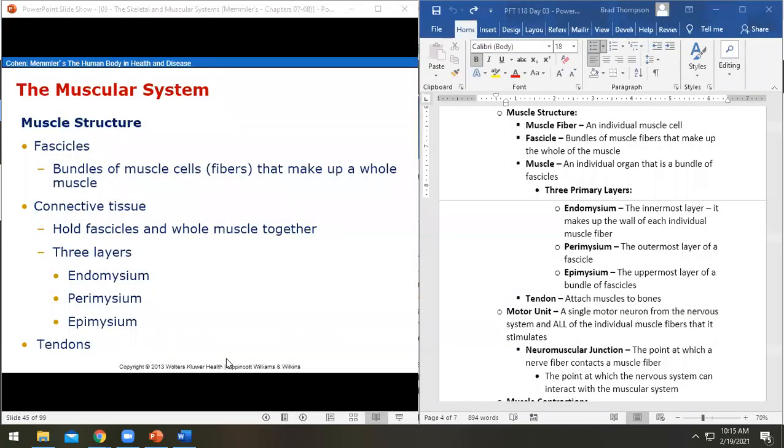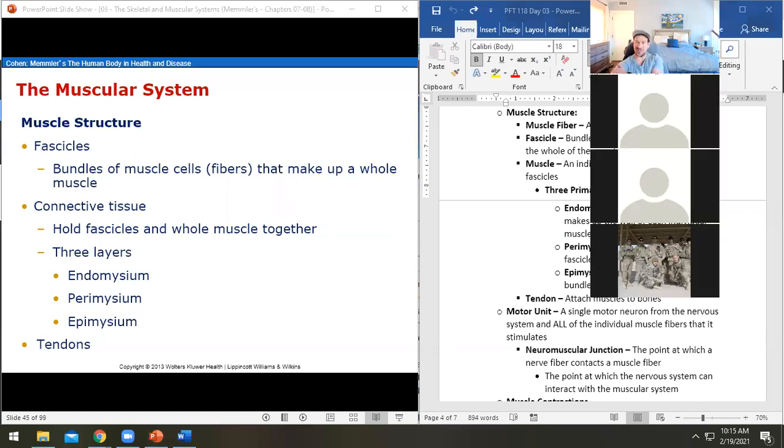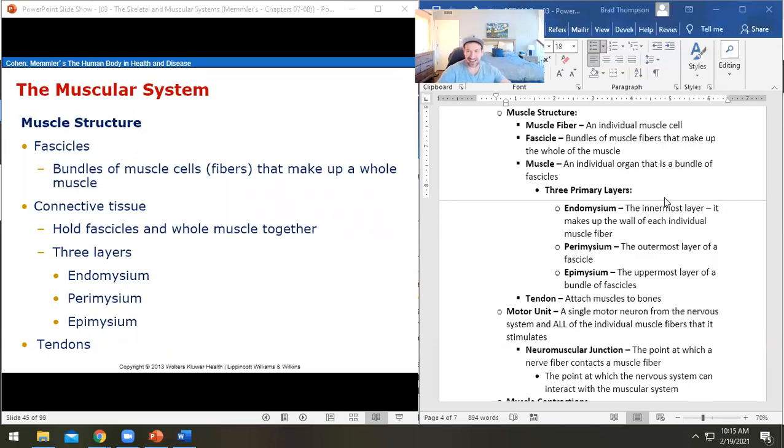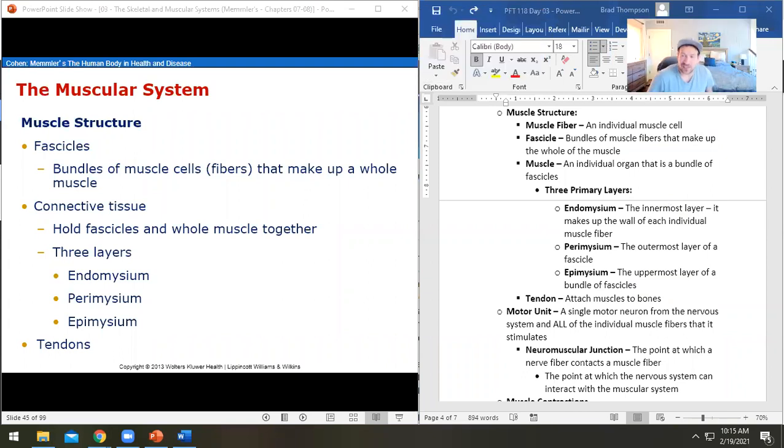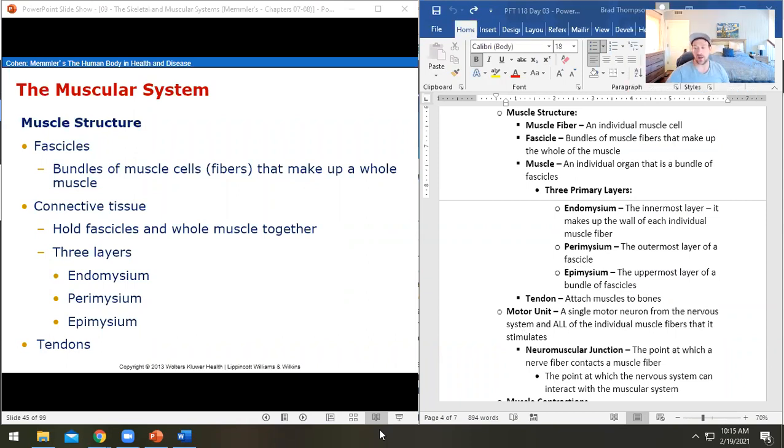Okay, so let's go through that, but more slowly and in more detail. All right, so a lot of moving parts in the conversation about muscles, right? Now, going back to our levels of organization, we know that any tissue is made up of cells, right?